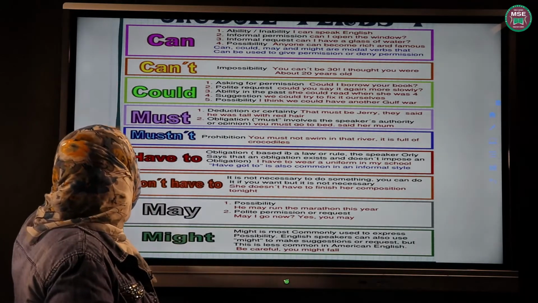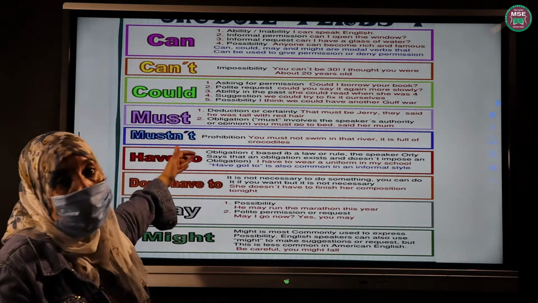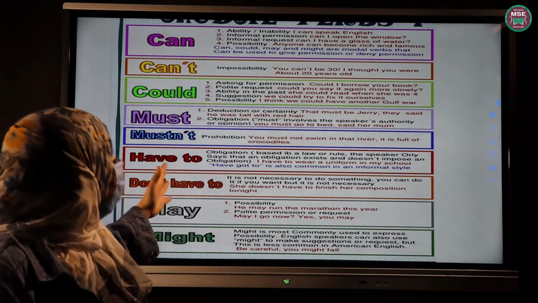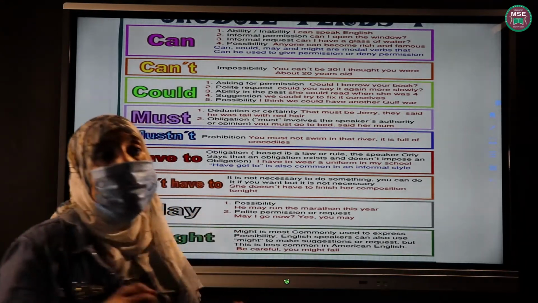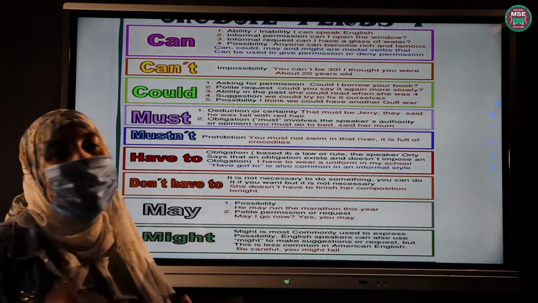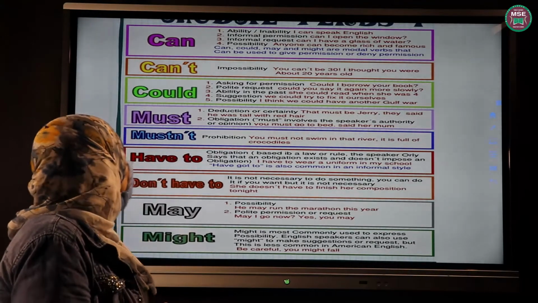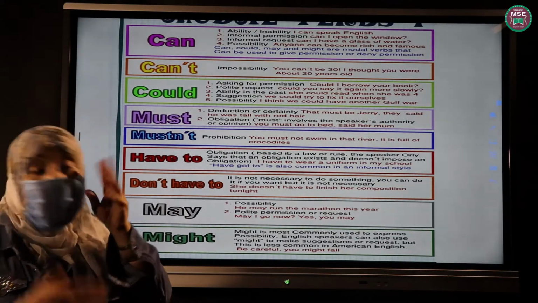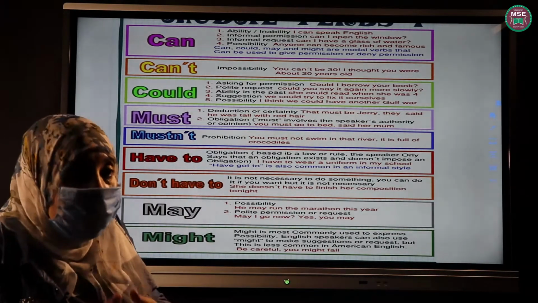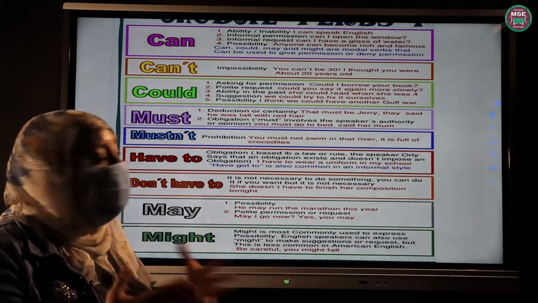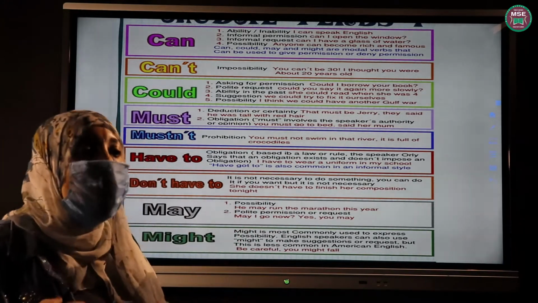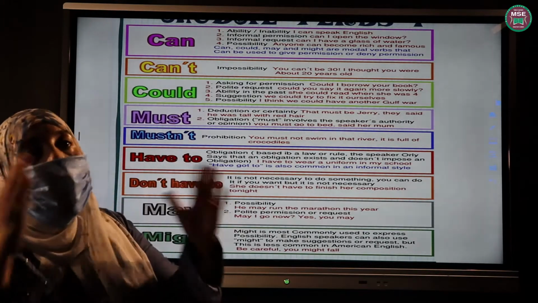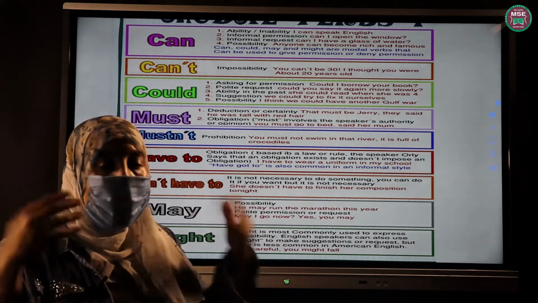Number 6, it's have to. Have to, again, it's another kind of obligation. But have to here, it is an obligation based on law or strict rules. Like, for example, when you say, I have to wear a uniform in my school. What do you mean? Otherwise, I will be punished. It means that you can't go to school with anything. You have to wear your school uniform, otherwise you will be punished, because these are the rules of the school. To go to school wearing your uniform.